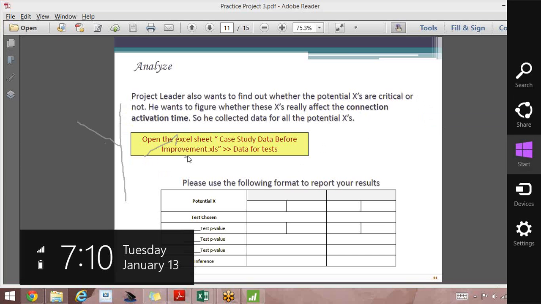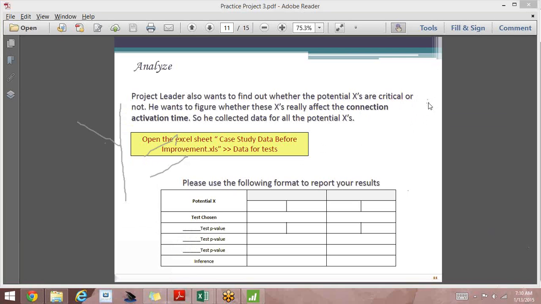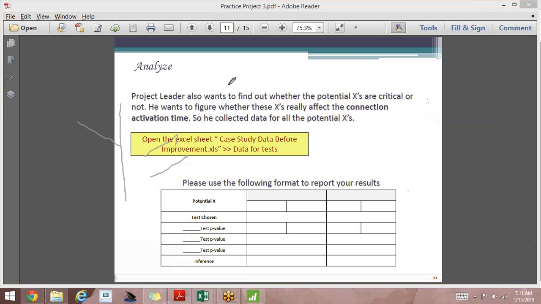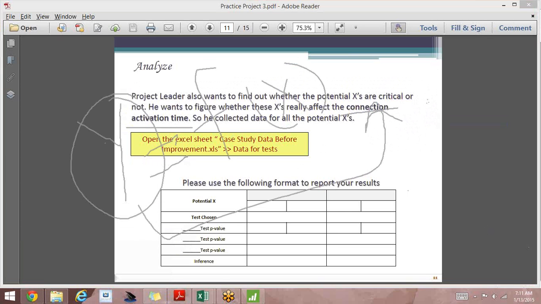Okay, y is equal to f of x. So y is the connection activation time, which is influenced by various inputs which we have just seen. So what is y connection activation time? Is it continuous or discrete? Continuous. So y is continuous variable.